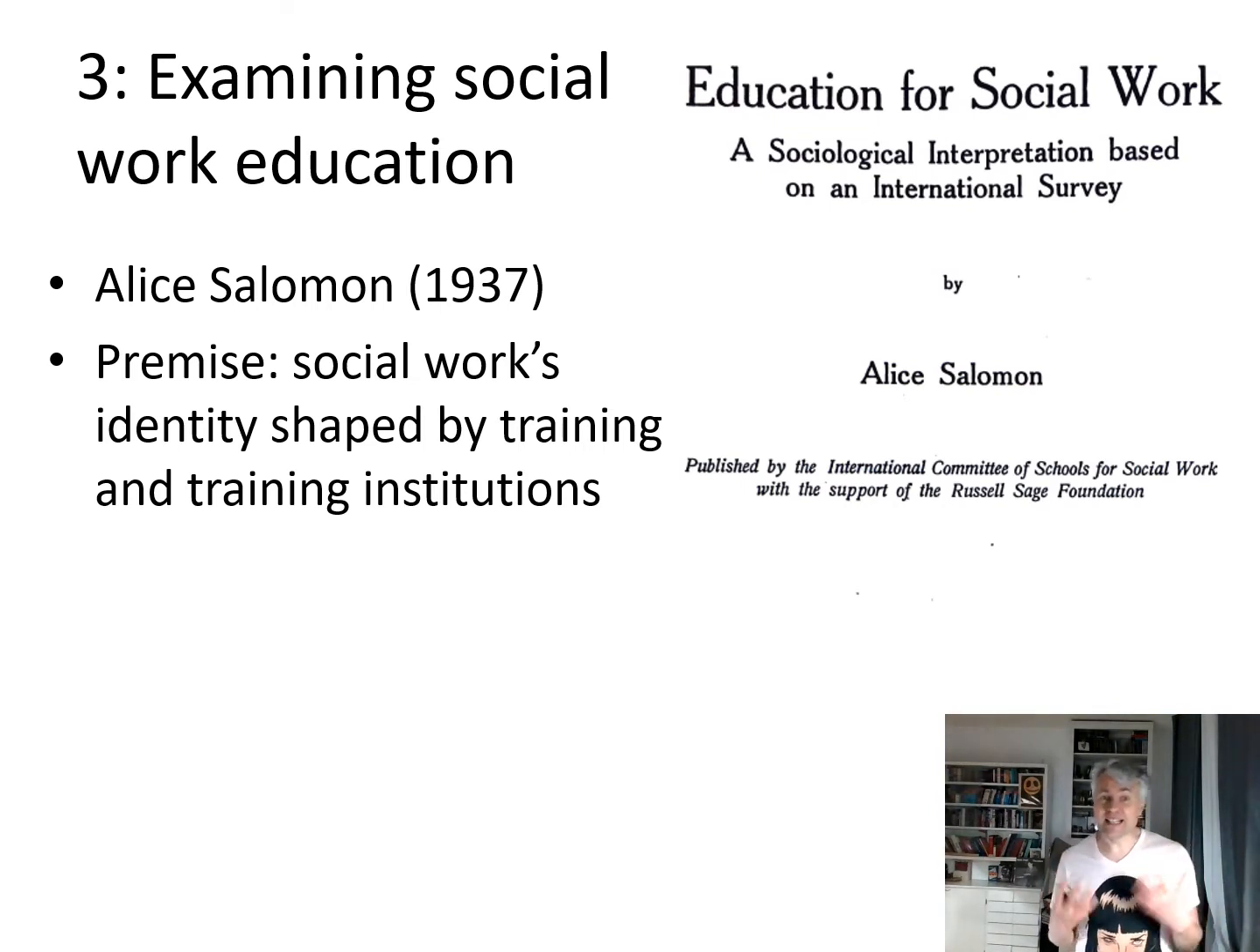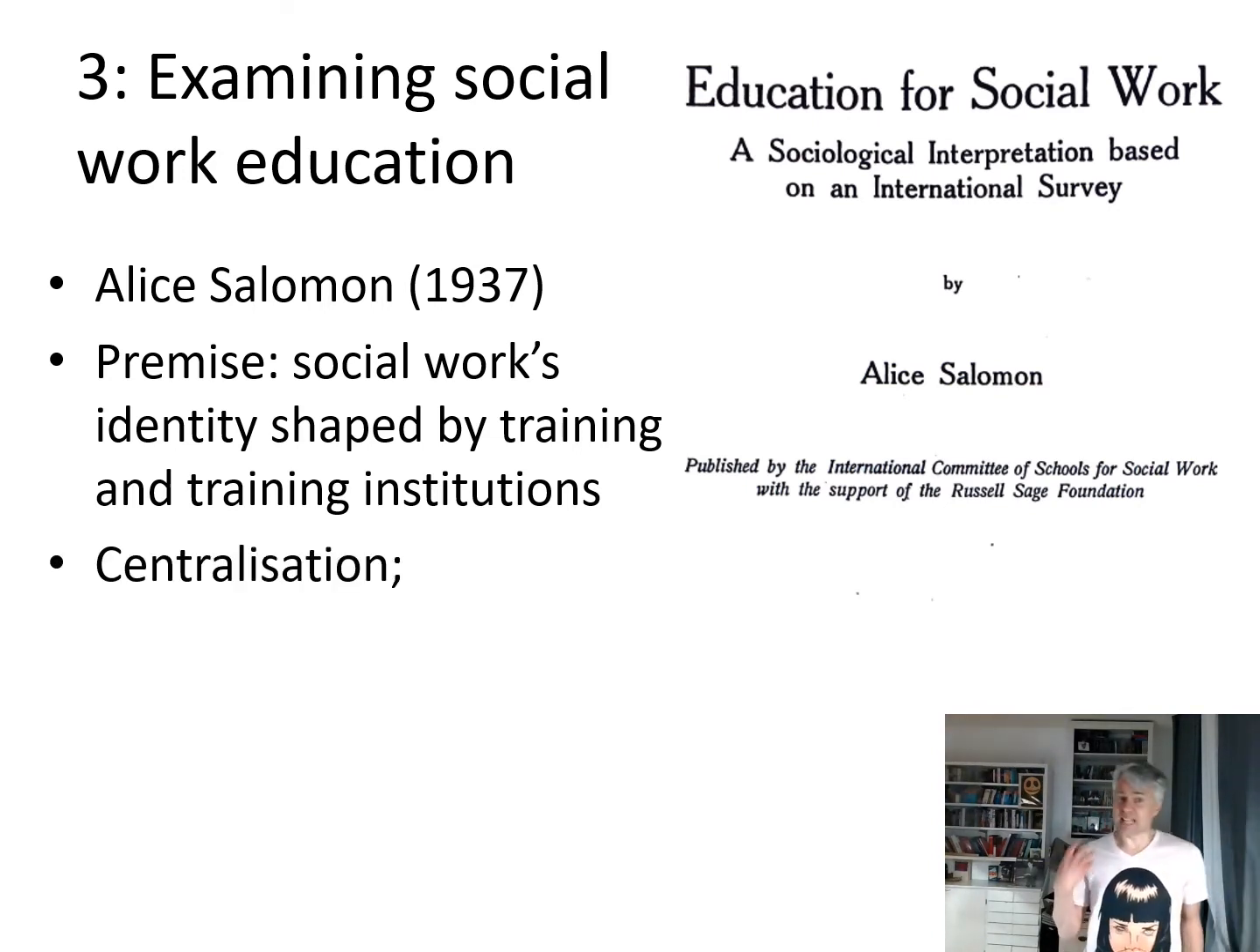Social work's identity is shaped by training and training institutions. In other words, universities, schools of social work, in the language of the time, schools of social work determine what social work is. So if I look carefully at the work the social work schools do, I can learn a lot about how social work is different in different countries. Salomon was finding points like the level of centralisation. Do all universities in a country provide the same content, the same syllabus, train the same social workers, or is there diversity within the country?